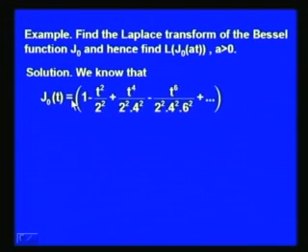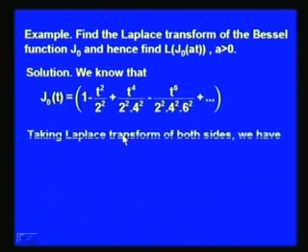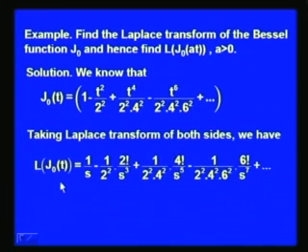Now, we know that the Bessel function of order 0, that is J naught t, is given by 1 minus t square over 2 square plus t to the power 4 over 2 square into 4 square minus t to the power 6 over 2 square into 4 square into 6 square and so on. So, when we take the Laplace transform on both sides, we get the Laplace transform of J naught t as the Laplace transform of 1, which is equal to 1 over s, minus the Laplace transform of t square over 2 square, which is 1 over 2 square into the Laplace transform of t to the power n, we know, is n factorial over s to the power n plus 1.